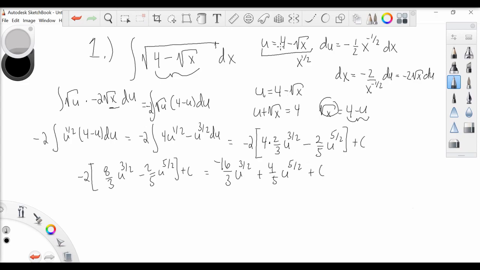Now going back to our expression for u, we're going to get this in terms of x. So we have minus 16 over 3, and then for u, we have 4 minus root x to the 3 halves, plus 4 over 5, 4 minus root x to the 5 halves, plus c. And that is our final answer.